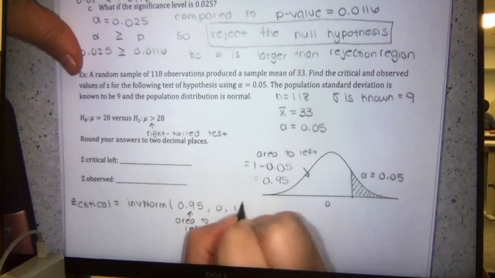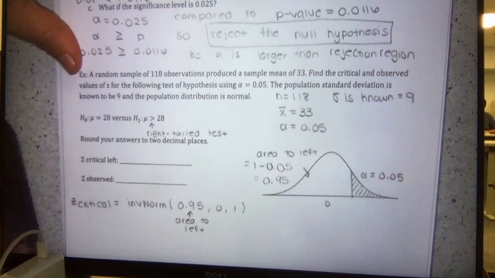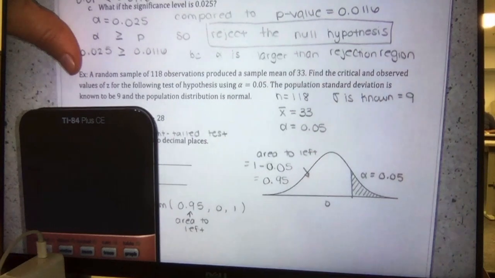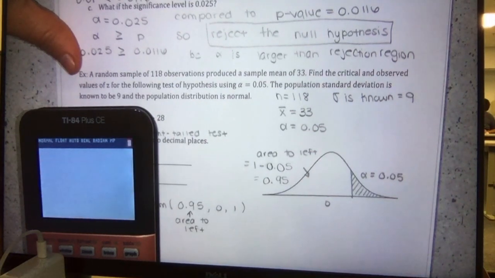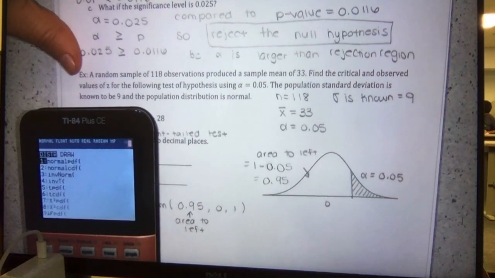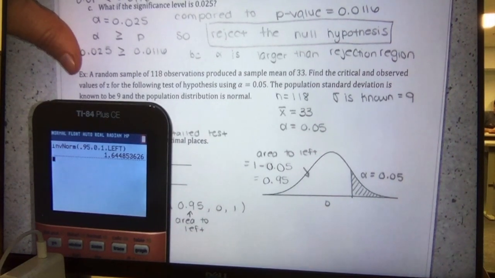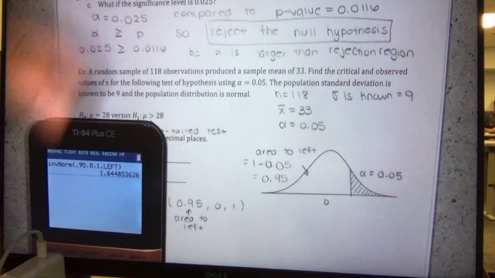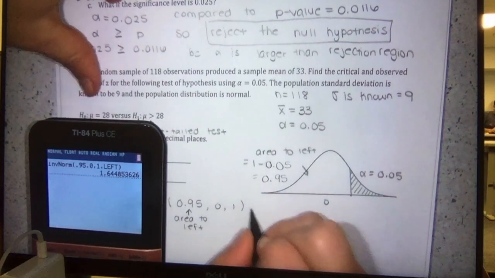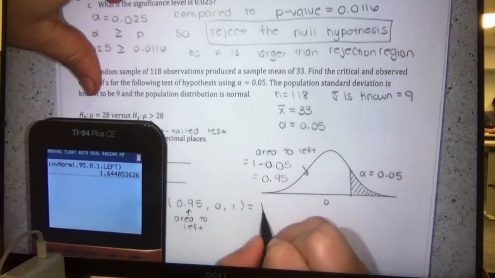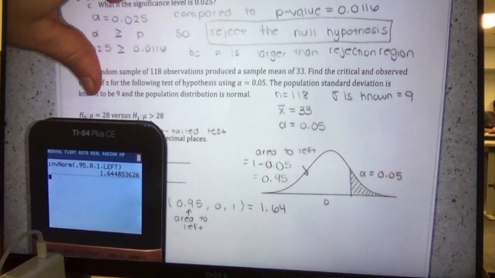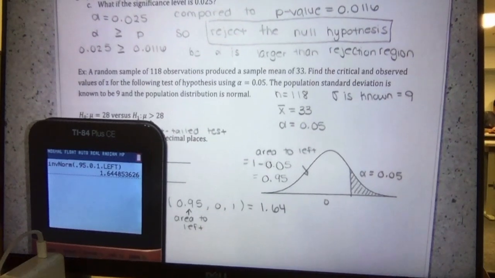Comma 0, comma 1. So second vars, inverse norm. Area to the left is 0.95, 0, comma 1. Area to the left, so that way we're all doing the same thing. If you have a calculator like mine, where you have the option, you can put in 0.05 and say area to the right. So that's okay too. I'm just trying to make it fair for everyone. And we get 1.644, which will make that critical value 1.64.